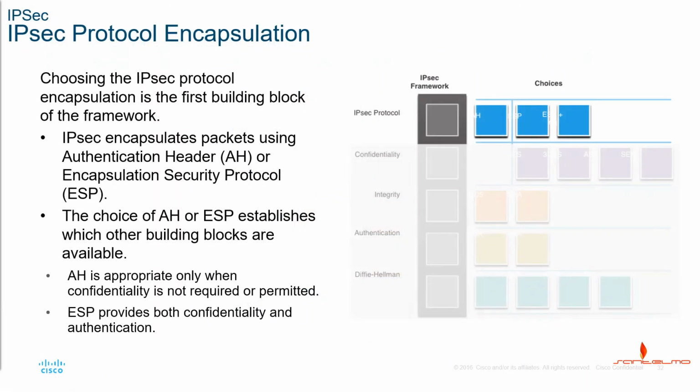Next, the IPSec protocol encapsulation. Choosing the IPSec protocol encapsulation is the first building block of the framework. So you have to choose first on IPSec: confidentiality, integrity, authentication, and the Diffie-Hellman. IPSec encapsulates packets using AH or ESP, the Encapsulating Security Payload. AH provides data authentication and integrity, but it does not provide data confidentiality or encryption. All text is transported unencrypted.